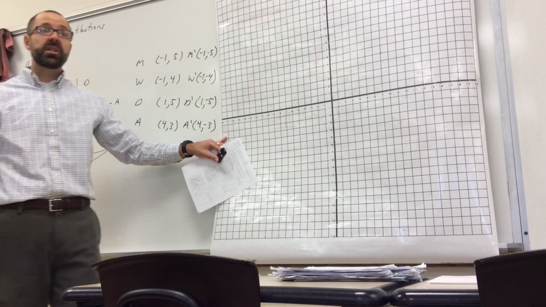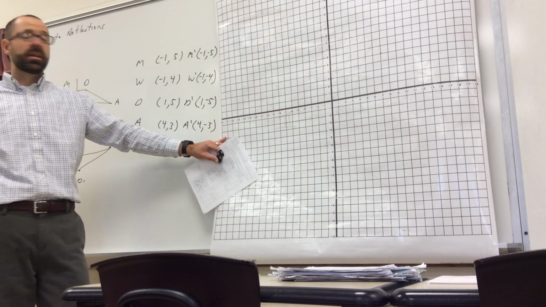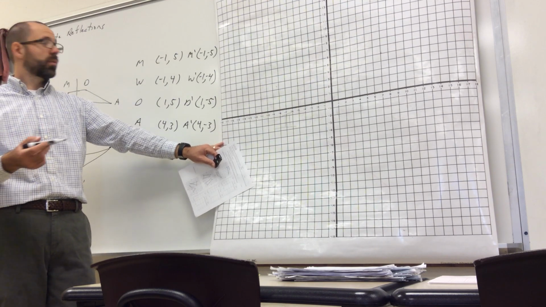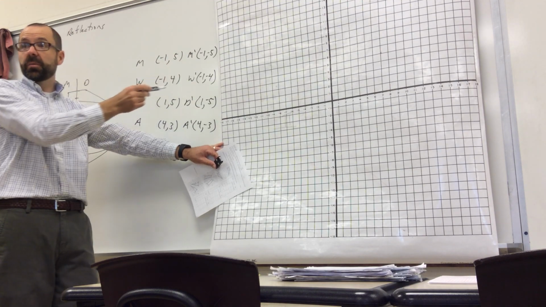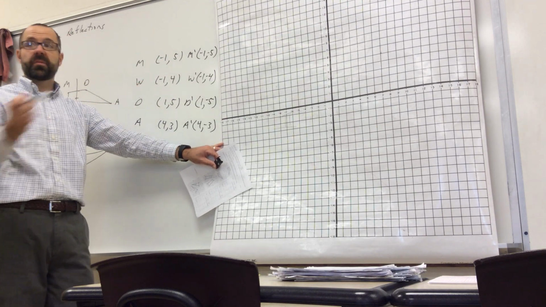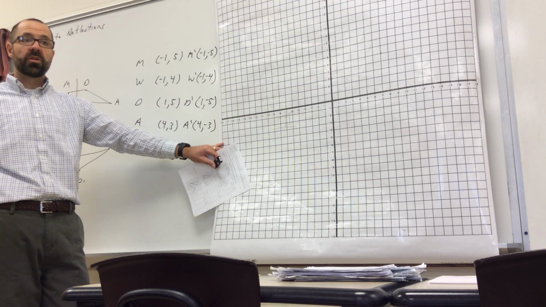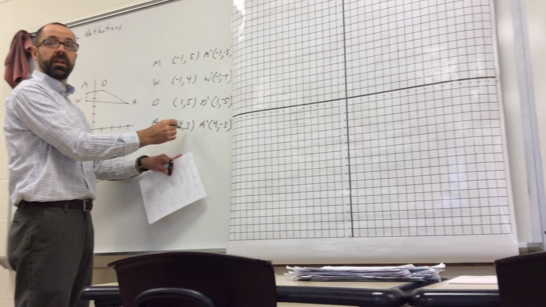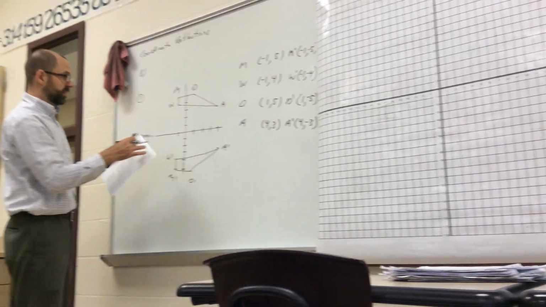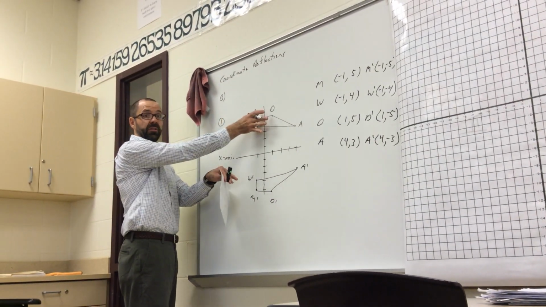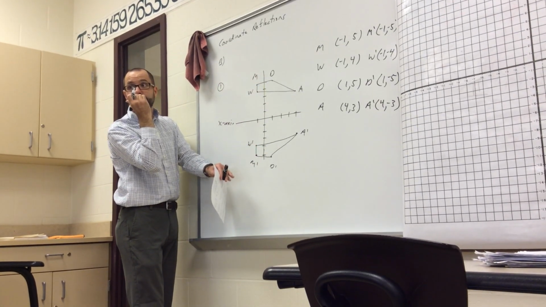Okay, so eventually we would like to not have to graph, because graphing is kind of a pain. So let's look at the pattern here. What's happening from the M to the M prime, the W to the W prime, the D to the D prime, et cetera? Yeah, Charlie? All the Y's were negative. All the Y's used to be positive, and now they're negative, right? Which makes sense, because these points were above the x-axis, and then they got reflected below the x-axis.